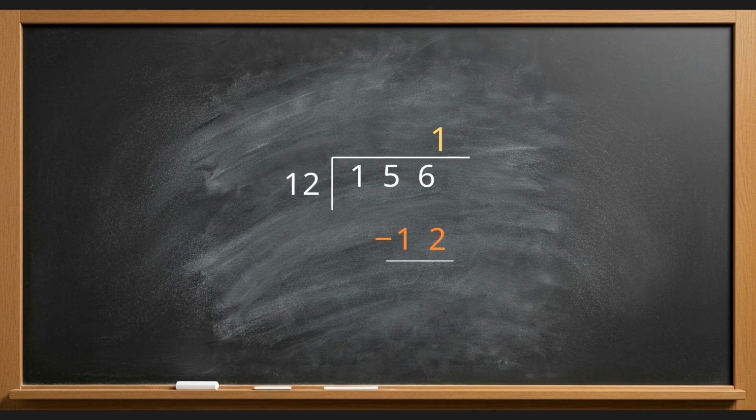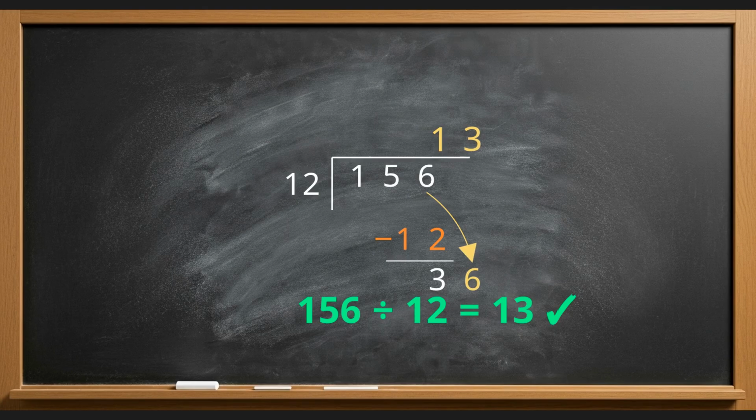1 times 12 is 12. Write that below and subtract. 15 minus 12 is 3. Now we bring down the 6. That gives us 36. How many times does 12 go into 36? That's 3. Write 3 above. And the answer is 13.